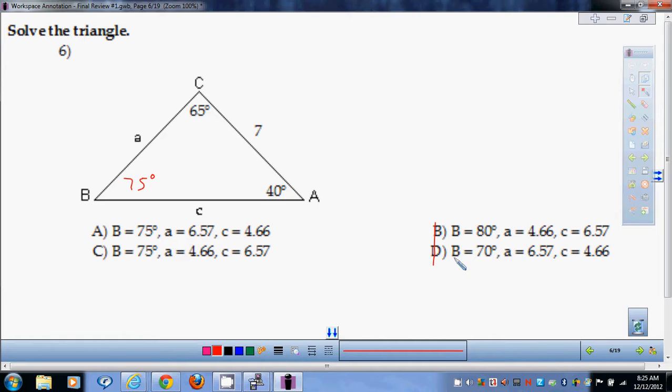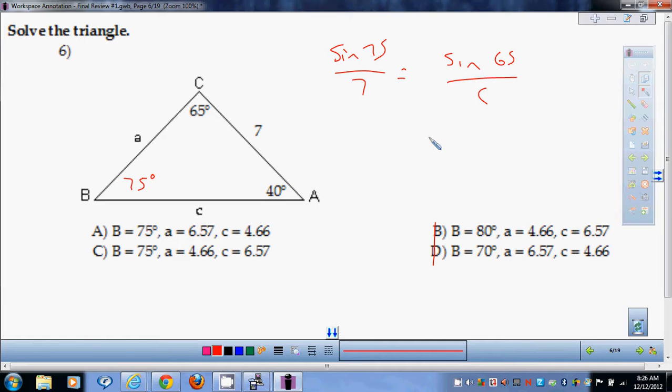Now what are we going to do? Thank you. Law of sines. How's that going to set up for us, Brian? Very good. Now, let me ask you something. We've crossed off B and D. How can you solve this problem without actually needing to do any math at all? Seamus.